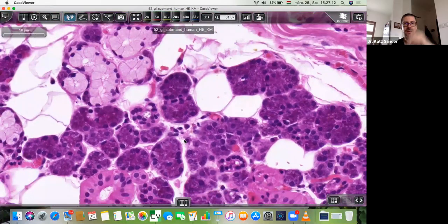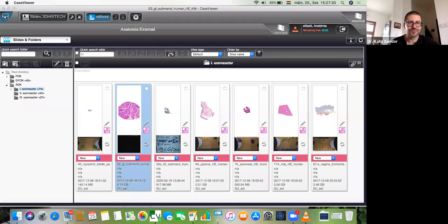Okay, now for this we have another slide, the Movat stained.